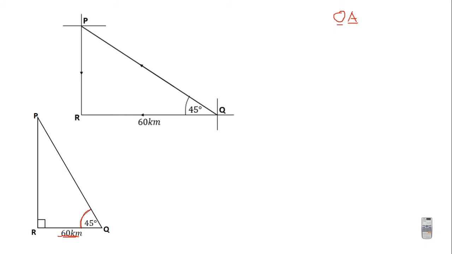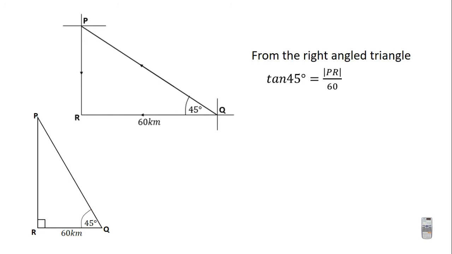Now, we have adjacent, we are looking for opposite. Which trigonometric ratio do you think we should use? Which one of the ratios contains opposite and adjacent? You see that is tan, because tan is opposite over adjacent. So we can use tan to find PR. So when you use tan, we will say that tan 45 degrees is equal to the opposite, which is PR, divided by the adjacent, which is 60 kilometers. From here we can find PR.